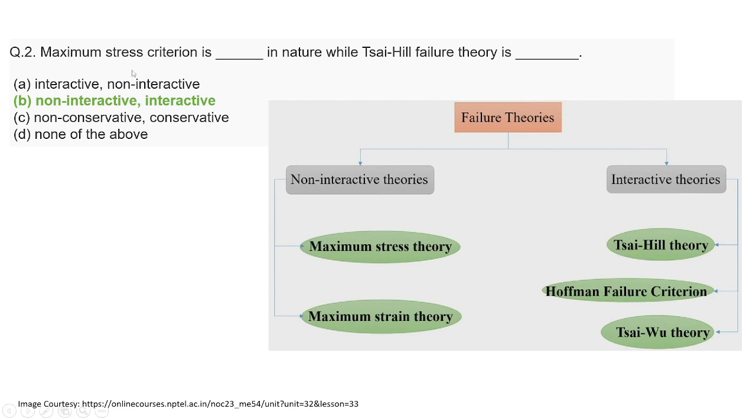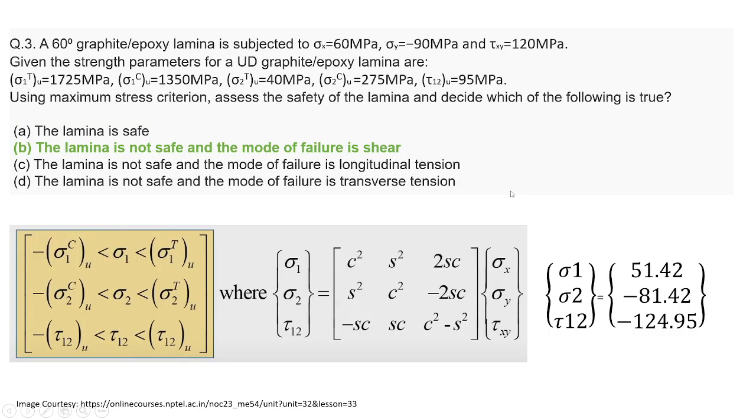So here in the question they asked if maximum stress criteria is, so here you can see it is a non-interactive theory, whereas Tsai-Hill failure theory is an interactive theory. Now there are mostly numericals in these sample problems. The first one is a 60-degree graphite epoxy lamina subjected to sigma x, sigma y and tau xy, which are given. And also the ultimate tensile and compressive strength in direction one, direction two, and the ultimate shear strength are given to us. Now we have to use the maximum stress criteria and assess the safety of the lamina and decide which of the following is true.